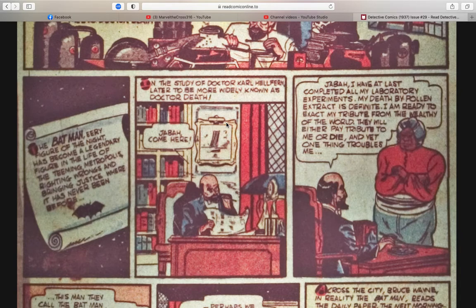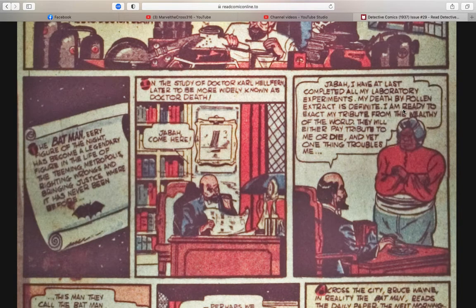His name is Dr. Carl Helford. That's his full name, and he has a servant that does his bidding as well, and his name is Jabba. And we're going to see exactly how he's going to use Jabba in these next few panels as we look at this comic. We also learn that Dr. Death is this scientist, and he has his own laboratory, and he has discovered that the death by pollen extract is definite, and he's wanting to use it on any people that get in his way.